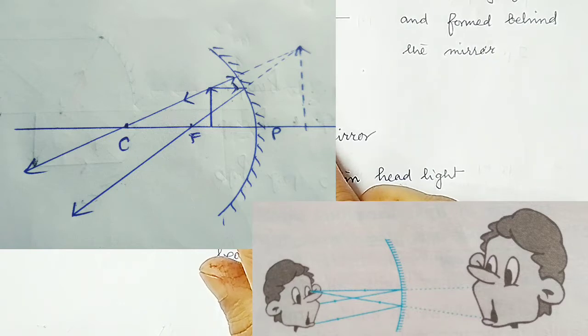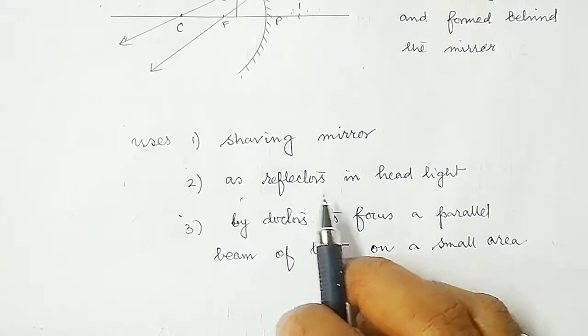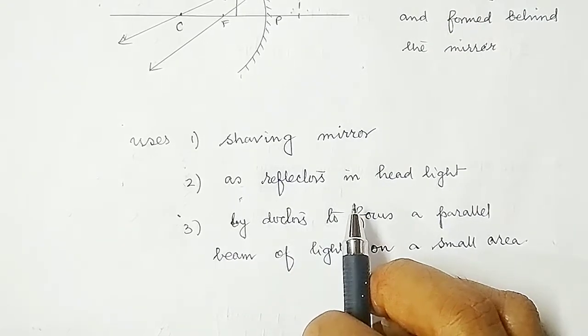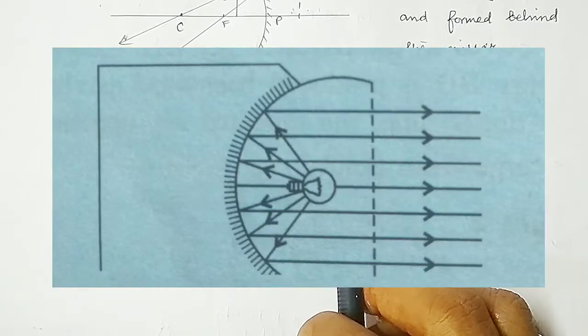It can even be used as a makeup mirror. Concave mirrors are also used as reflectors in headlights in automobiles such as cars and trucks. Even the reflector of a flashlight is concave in nature. The bulb is placed very close to the principal focus of the concave reflector, when a powerful, almost parallel beam of light is formed.